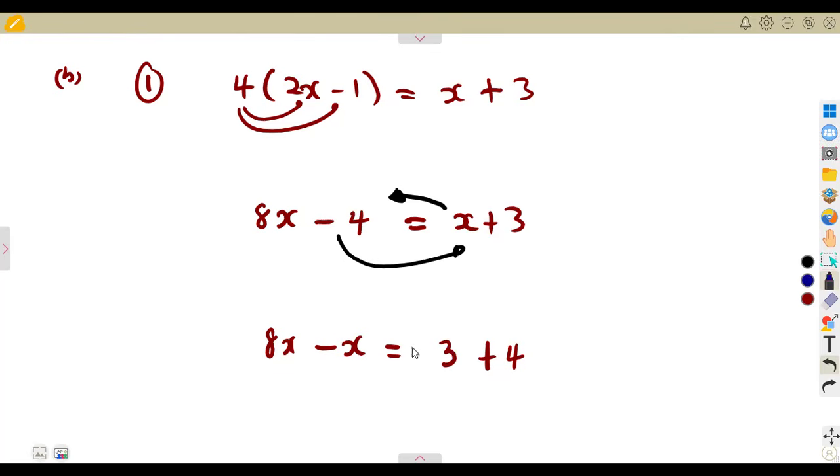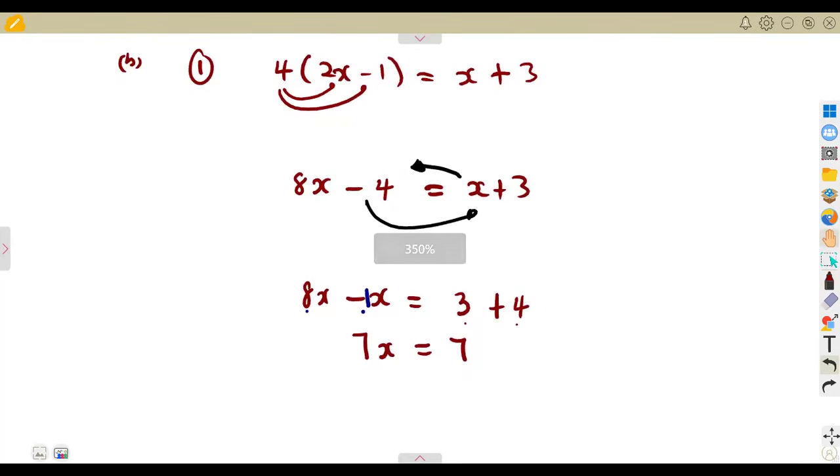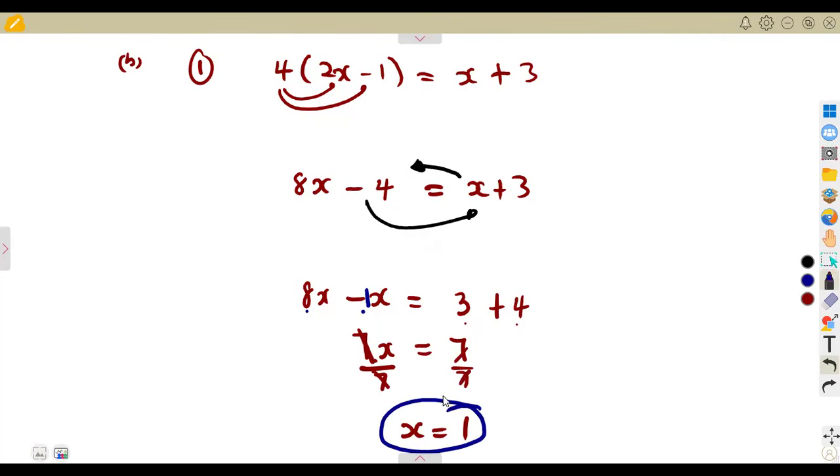So that's it. We are going to subtract here. That's 8 minus 1, which is going to be 7x, which is equal to 3 plus 4, that's 7. So if 7x is equal to 7, what about x? We are multiplying there, so you divide. If you divide by 7, you obtain the value of x, and that's going to be 1. The opposite of multiplying is to divide.